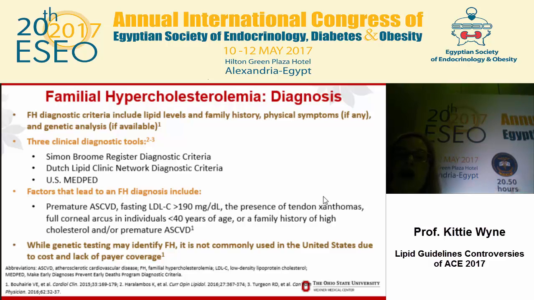And just to remind you about familial hypercholesterolemia, you can have a clinical suspicion with premature atherosclerotic cardiovascular disease. Consider at least heterozygous FH with your LDL above 190, presence of tendon xanthomas, a full corneal arcus, or family history of high cholesterol and premature disease. We use the diagnostic tools listed here, primarily the Simon Broome Registry diagnostic criteria, but often the Dutch Lipid Clinic. We like to use genetic testing, but we rarely get to do that because our insurance payers usually won't cover it. So it's usually a clinical diagnosis for us.